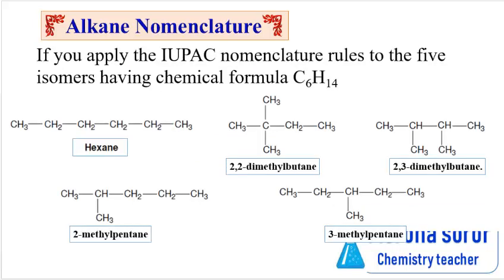As an example, if you apply the IUPAC nomenclature rules to the 5 isomers having the chemical formula C6H14, they are: hexane, 2,2-dimethylbutane, 2,3-dimethylbutane, 2-methylbutane, 3-methylbutane.